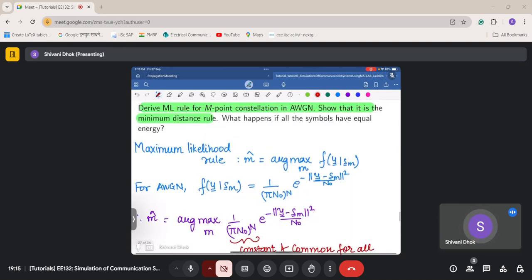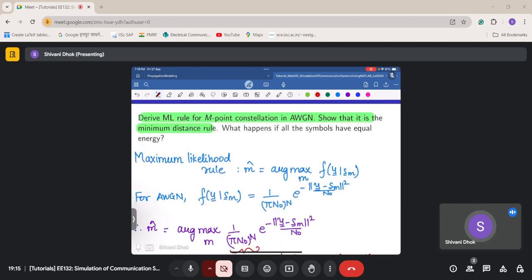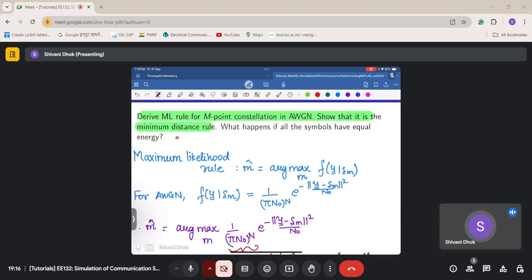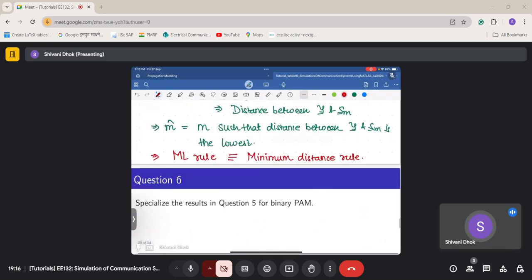Okay, so now we have done the first part, that is we derived the ML rule for M point constellation in AWGN, and now we have also showed that it is the minimum distance rule. Next thing that we need to show is what happens if all the symbols have equal energy. What does it mean? So this second part means that norm of Sm square is some E, which is independent of your M. Okay, so let us try to simplify it.